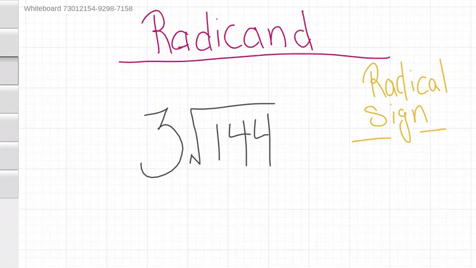The radicand is the monomial which you are finding the root for. So it is the value inside the radical sign. The radical sign is just this sign. So 3 times the square root of 144. What's in the radical sign? 144. So that would be our radicand.